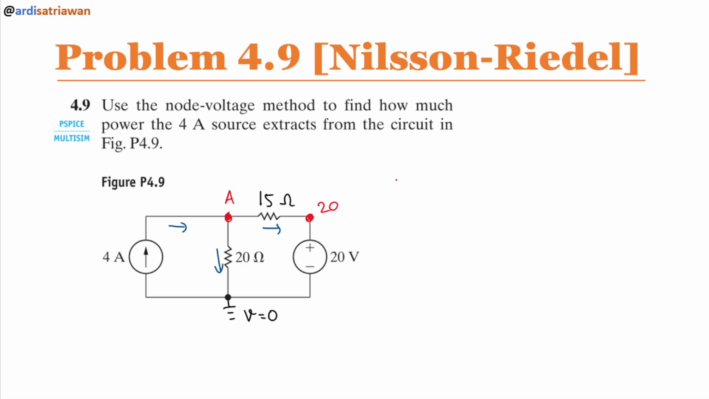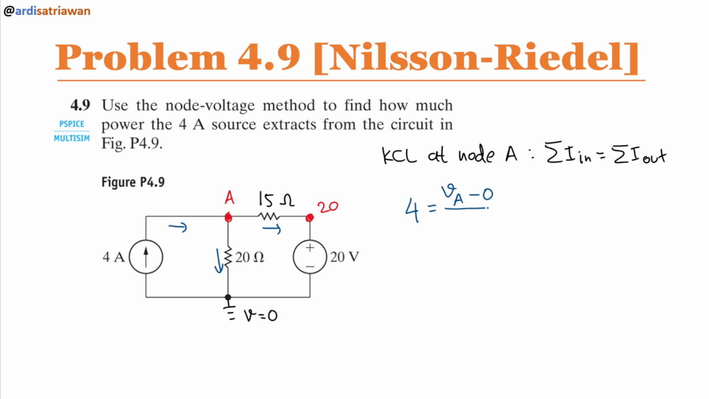Okay, now we can do KCL at node A. So let's do exactly that. KCL says that the sum of the currents that go in will equal the sum of the currents that go out. The only current that goes into this circuit is from this 4 ampere source. So we write 4 here. And then this here is going out. So we will have VA minus 0 here, and then divided by the resistance between them, which is 20.